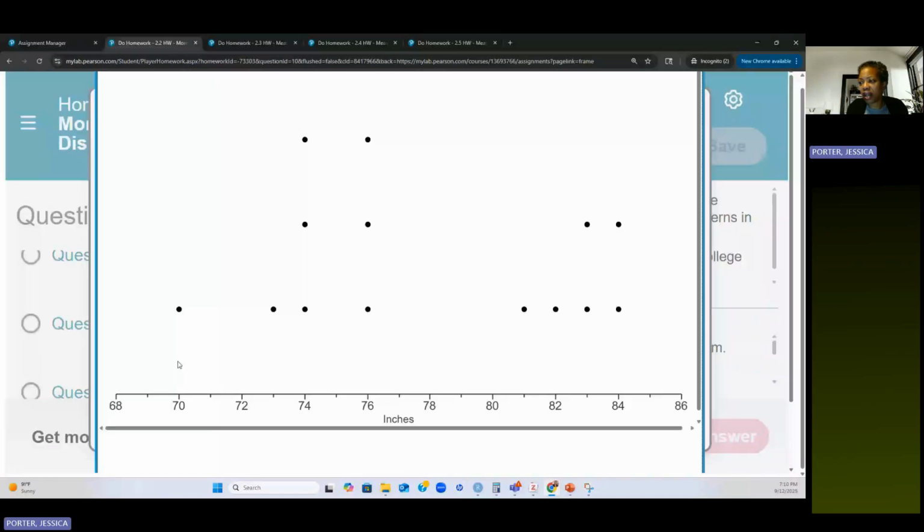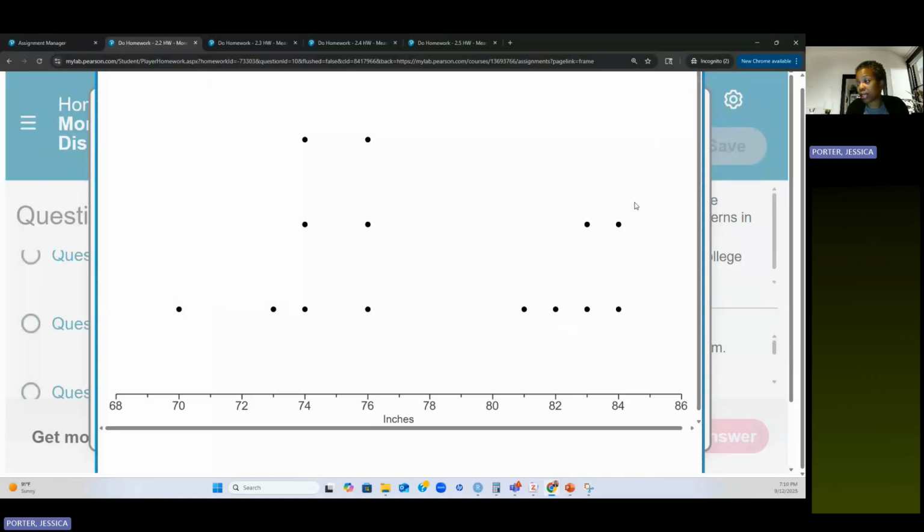So here I have a dot at 70. So 70 is in my data set. And then I have 73. There's going to be a 73 in my data set. 74 is going to be listed 1, 2, 3 times. 76 is also listed 3 times. And then we come here to 81. I have 1 dot at 81, 1 dot at 82, 2 at 83, and 2 at 84.